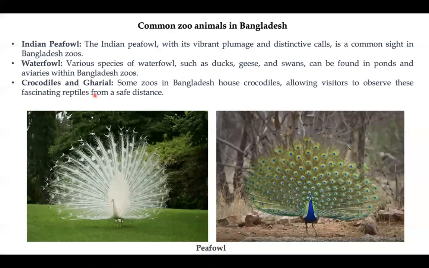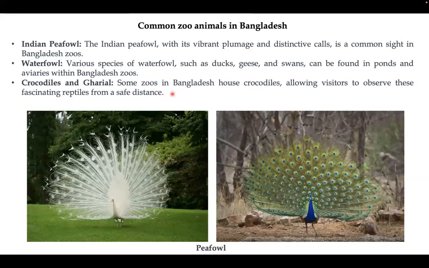And we have crocodiles and ghorial. Some zoos in Bangladesh house crocodiles, allowing visitors to observe these fascinating reptiles from a safe distance. Going in front of the crocodile cage or chamber, visitors are actually not satisfied, because from a long distance we have to see them, and they barely move, they do not move easily, so not a good sight to see, but still people like to go and see the crocodiles and ghorials there.